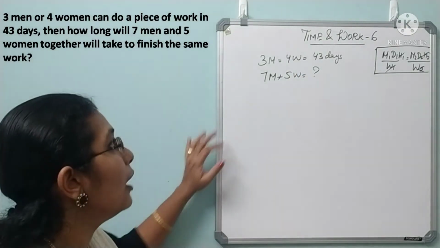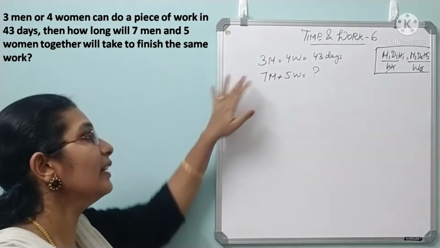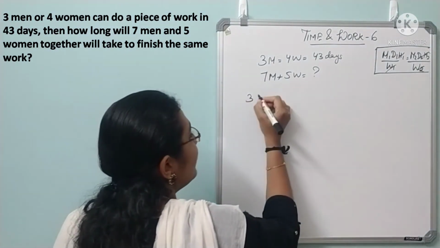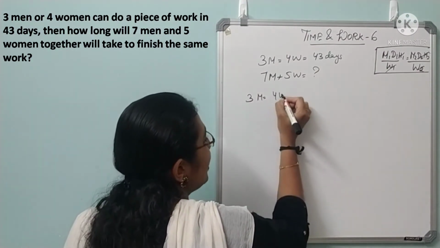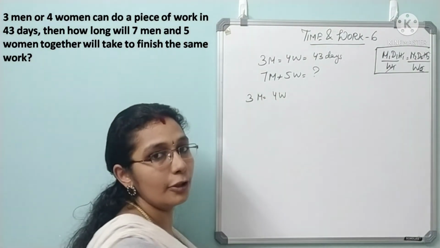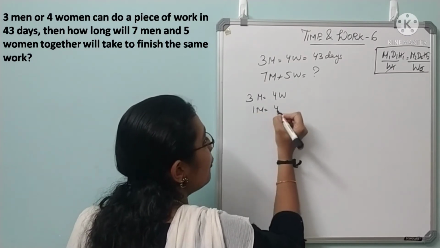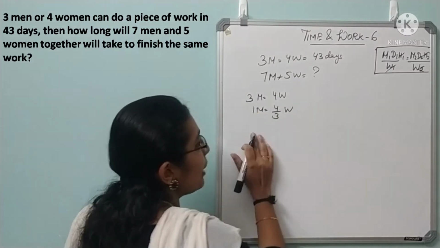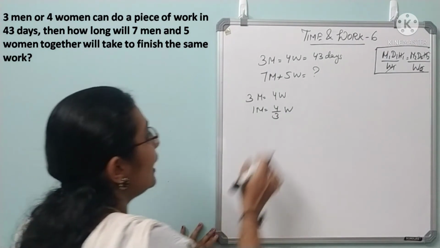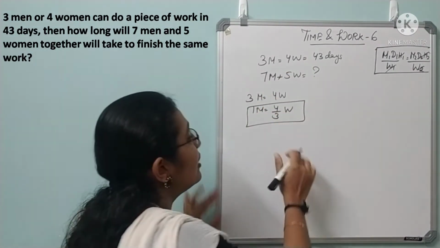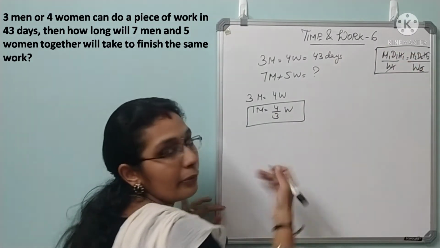Clear? Now what you will have to do first, convert either to men or women. So I will take 3 men is equal to 4 women as such. Whichever is convenient for you, you can do that. Okay. So 1 man is equal to 4 by 3 women. So I am converting to woman. Clear? So now I am done with this.